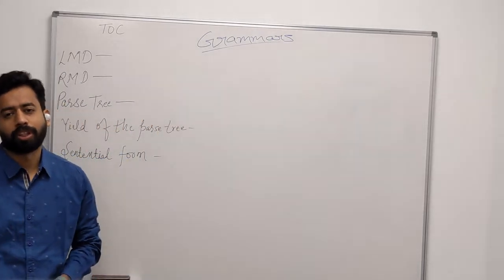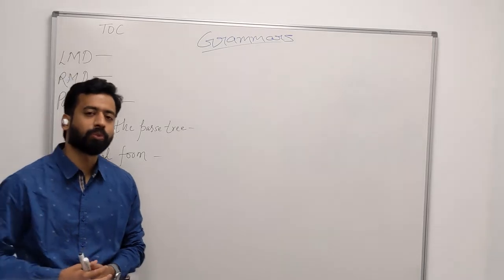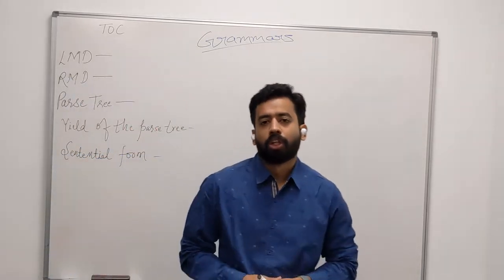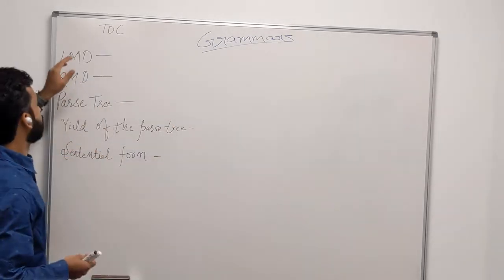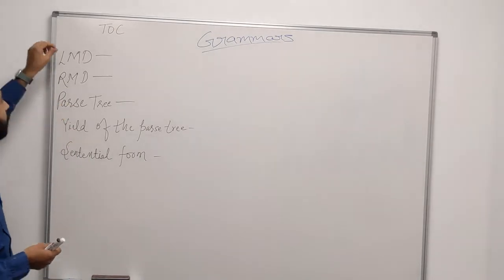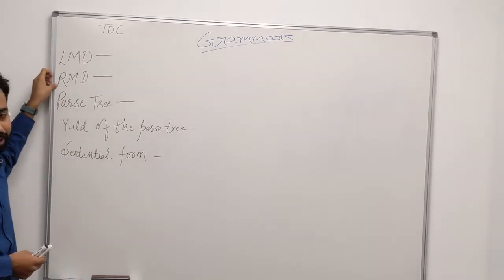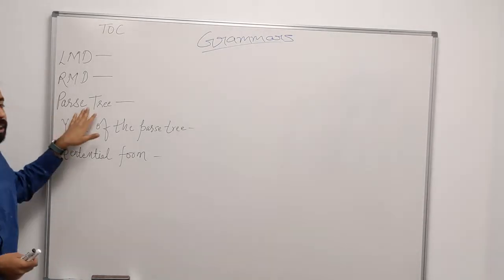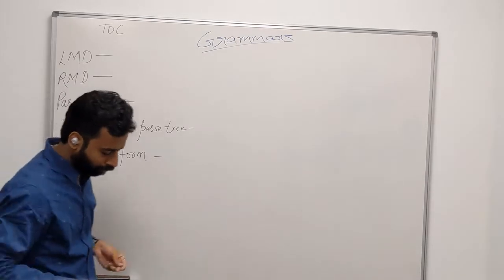So in the last class we saw a little bit of the concept of grammar. So why do we use grammars in computer science? Today we will discuss some other topics of grammars. We have already seen derivation in the last class, so I will continue after derivation. We will see what is LMD, which is called leftmost derivation, then RMD, which is called rightmost derivation, then the parse tree, then the yield of the parse tree, and what is sentential form.